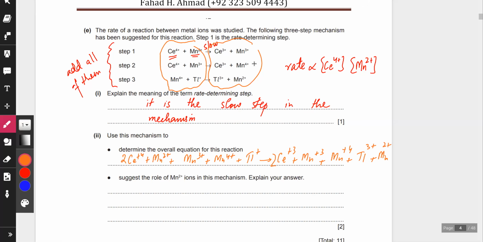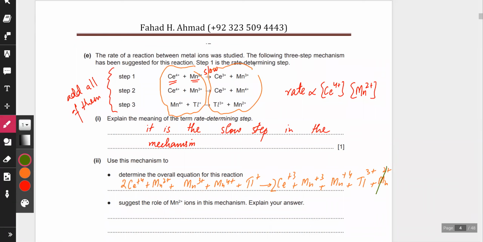Now you're going to simplify this. What you're going to do is cancel out anything that is the same on both sides, like Mn2+. There's Mn2+ over here, and there is Mn2+ over here. So that means it's not doing anything in the reaction. It's not involved in the overall reaction. So there's Mn3+ on both sides. Remove that. There's Mn4+ as well on both sides.